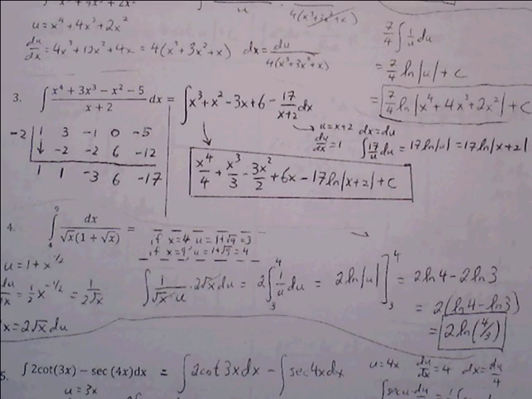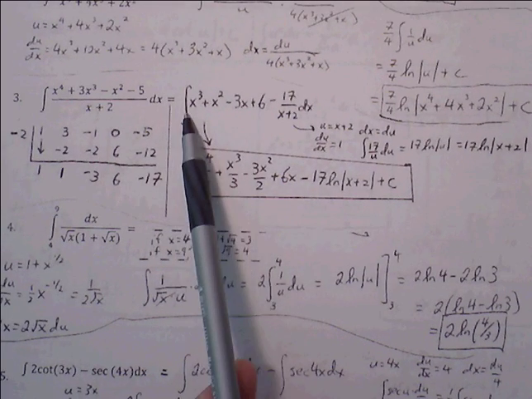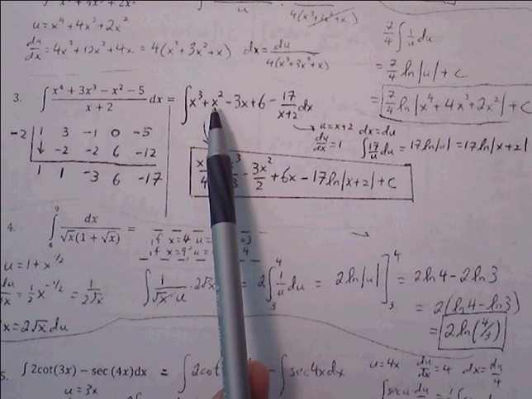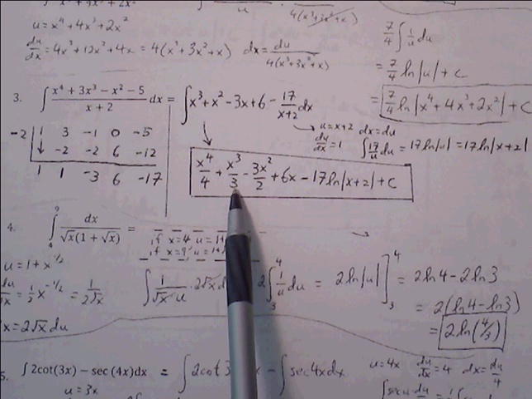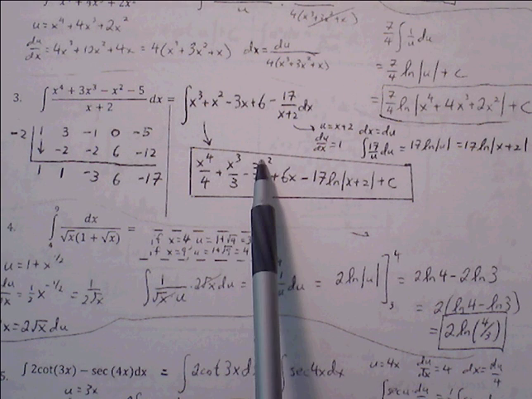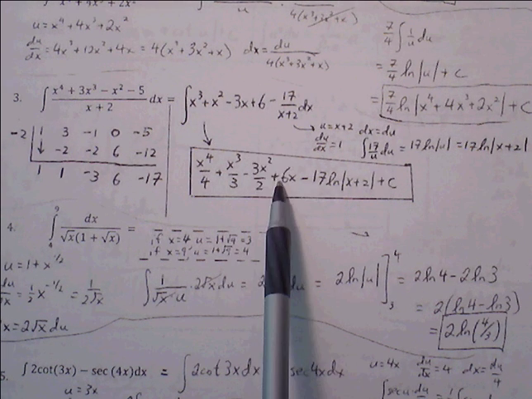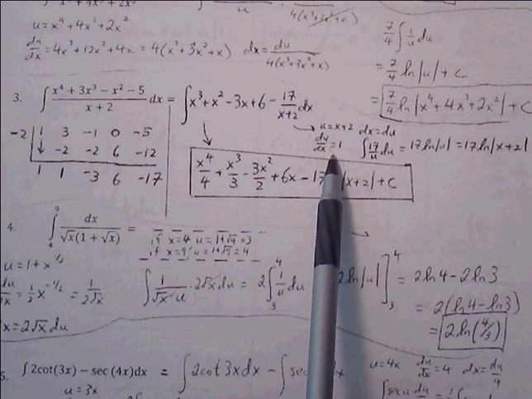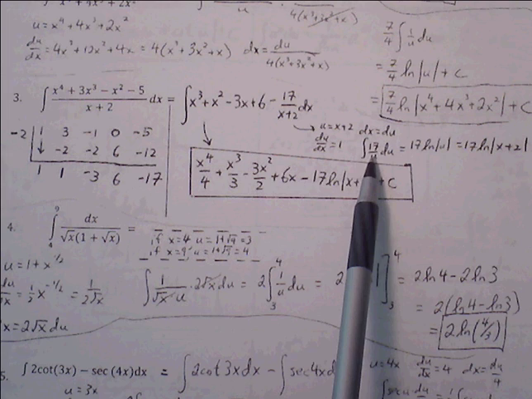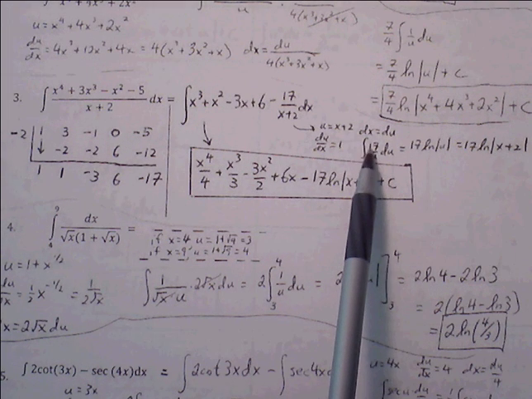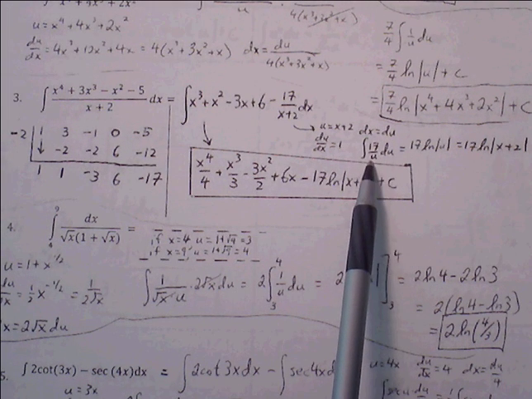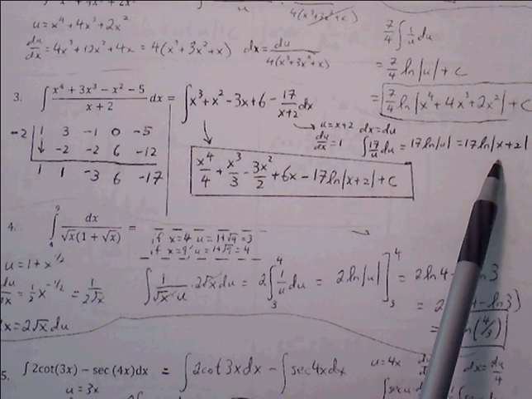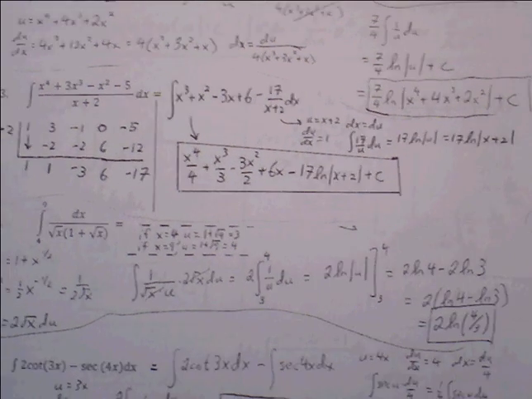All right, so x cubed becomes x to the fourth over 4. We're going through antiderivative power rules for each of these. x squared becomes x cubed over 3. -3x becomes -3x squared over 2. 6 becomes 6x. And then here, if we let the u value be x plus 2, our derivative is 1. Our dx equals du. And then we have the integral of 17 over u du, which becomes 17 natural log of u. Then replace our u back in terms of x, and don't forget the plus c.